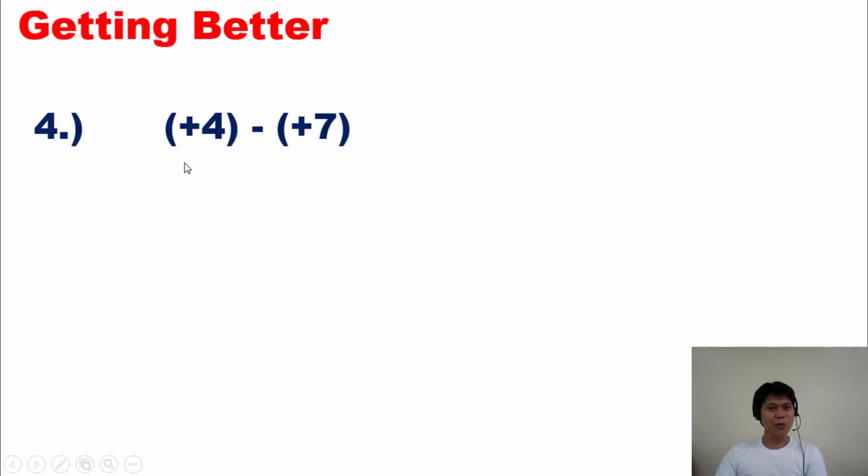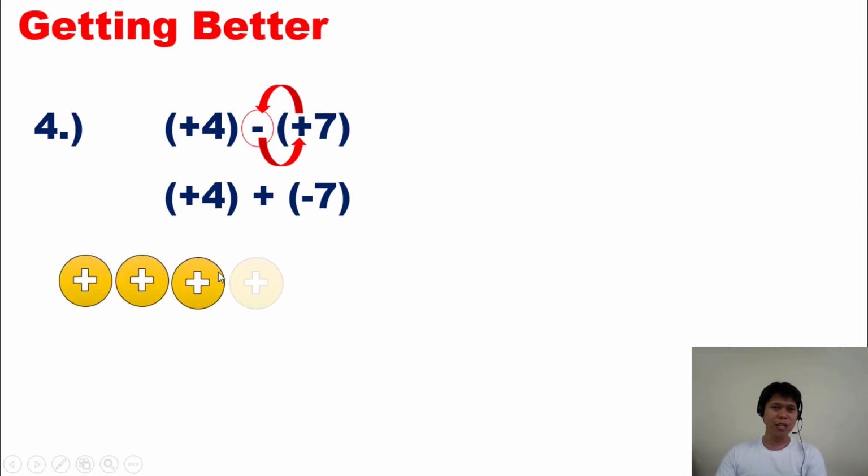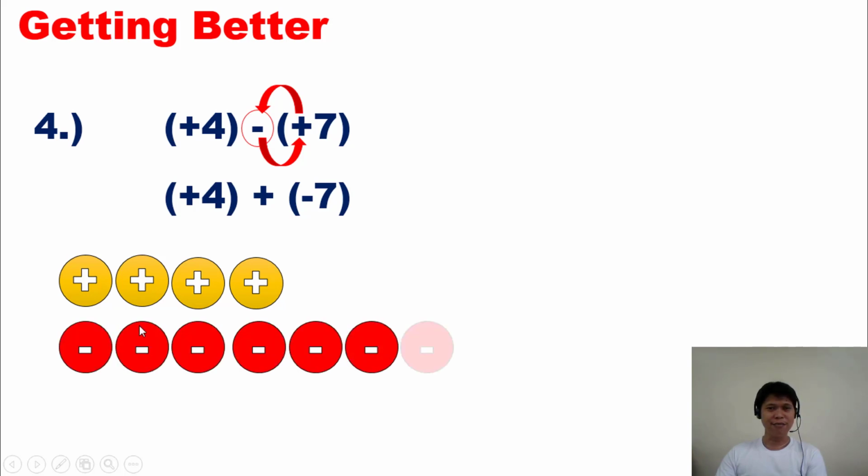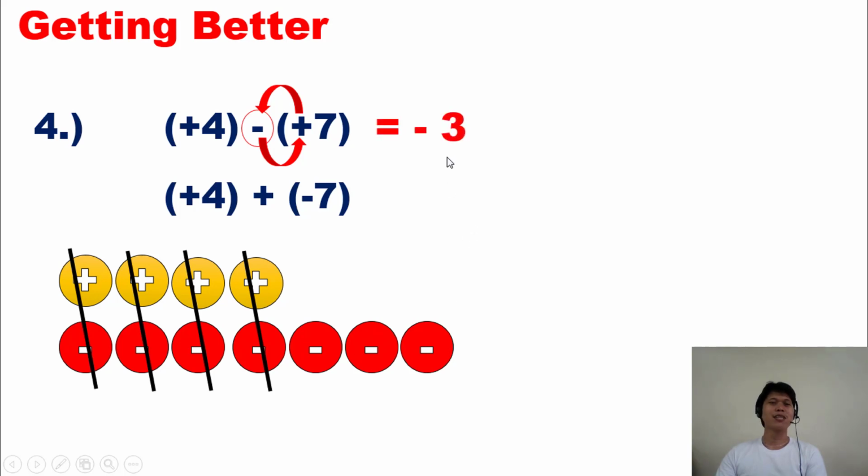And the last one: positive 4 minus positive 7. Start. Okay, so once again, this is a subtraction, so we just interchange them. So this becomes positive 4 plus negative 7. So positive 4: 1, 2, 3, 4, and then negative 7: 1, 2, 3, 4, 5, 6, 7. And then we cross out, and we have the remaining 3 negative tiles. The answer is negative 3.